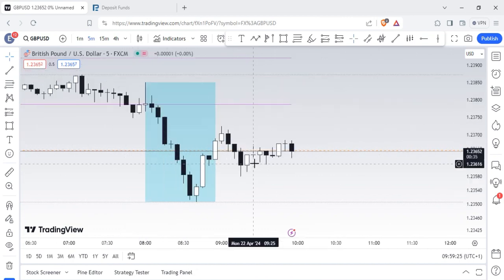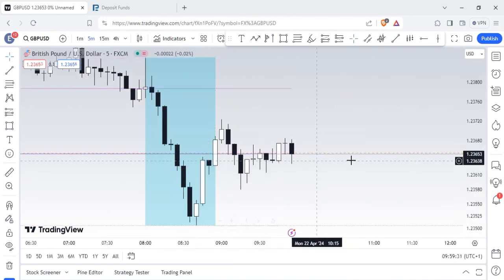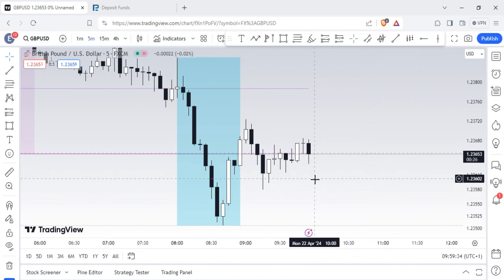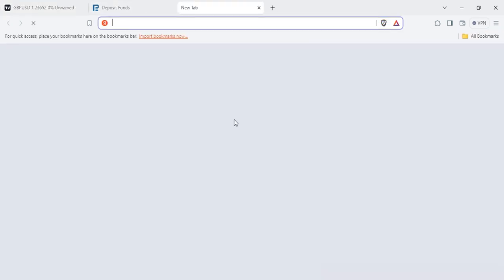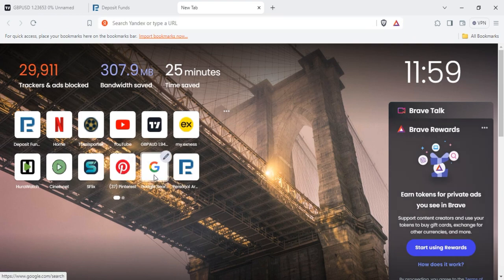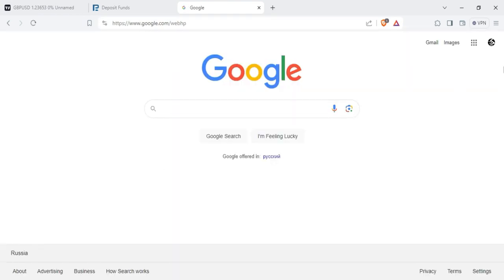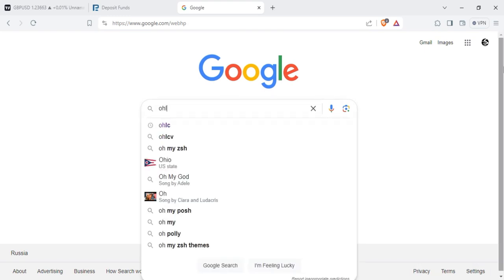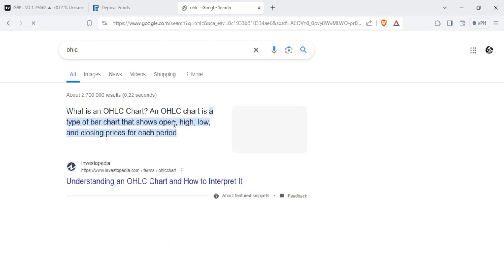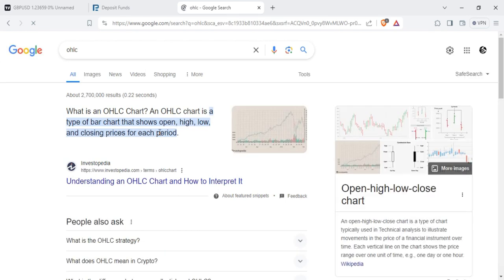Now let's go into the candle. The candle has 4 major sets of information in it. So that information is what we're going to call the OHLC. So let me just take us to a graphical representation for now, and then we can see. So what is an OHLC chart? On Google it says an OHLC chart is a type of bar chart that shows open, high, low, and closing prices for each period. So for each period we're going to have the open, the high, the low, and the closing prices of the candle.